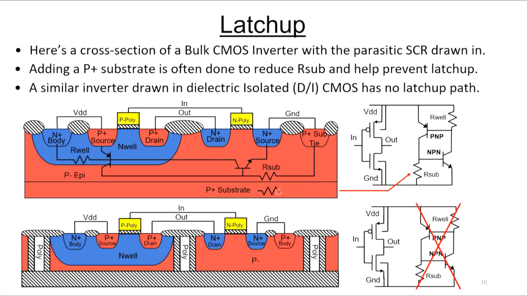Now, I've also drawn a very similar inverter using a dielectric isolated CMOS process. So now you see we still have the same devices as before, we still get the same inverter as before, but all this stuff goes away. You don't have all these parasitic devices here anymore. There's no parasitic SCR here. No way for this device to latch up unless you do something really stupid. So this is one of the big advantages of dielectric isolation.